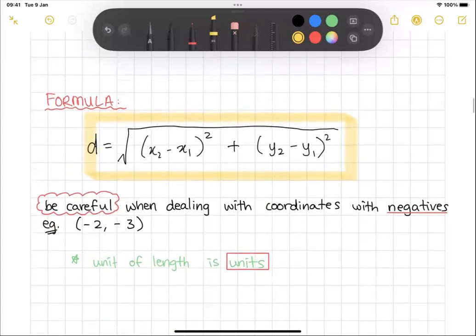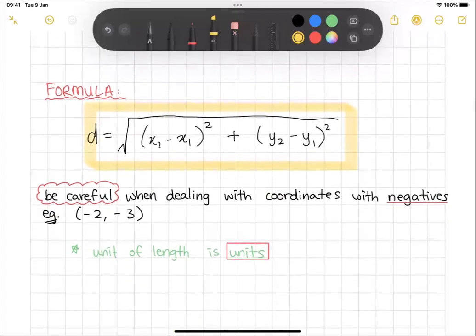Now, one thing that you need to be careful about when using the distance formula is dealing with negatives, for a coordinate such as (-2, -3). And one thing that we just touched on was that if it doesn't come with a specific unit, just use the general term, so root 20 units.